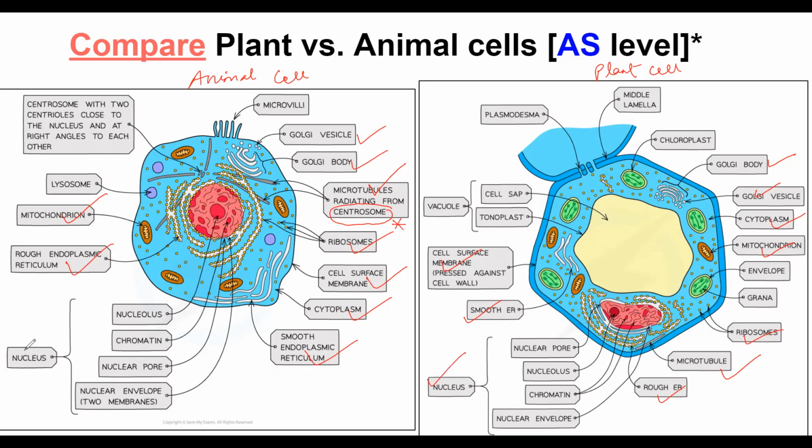Of course, both plant and animal cells have a nucleus, and all the features are almost similar, with nucleolus, genetic material as chromatin, nuclear envelope, and nuclear pore.